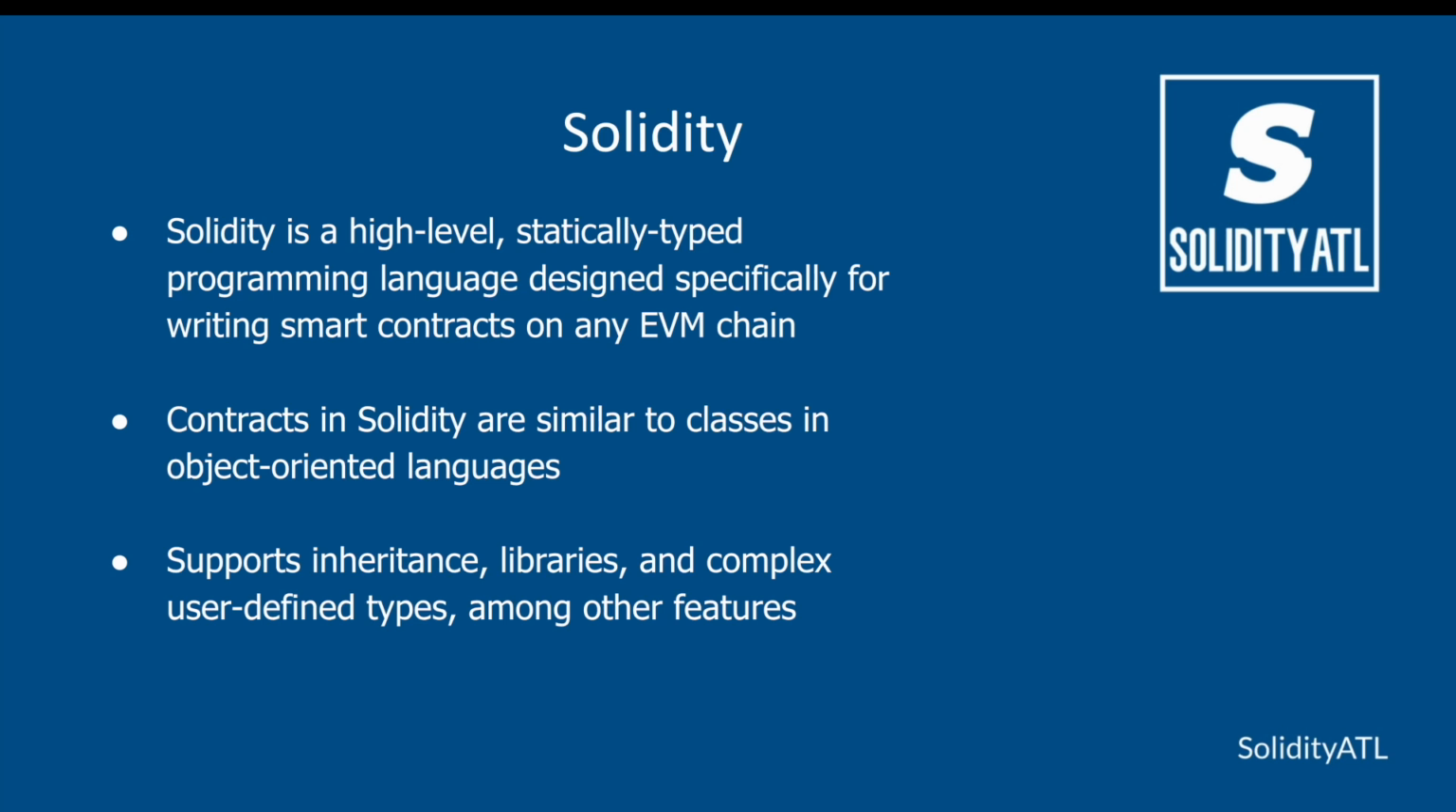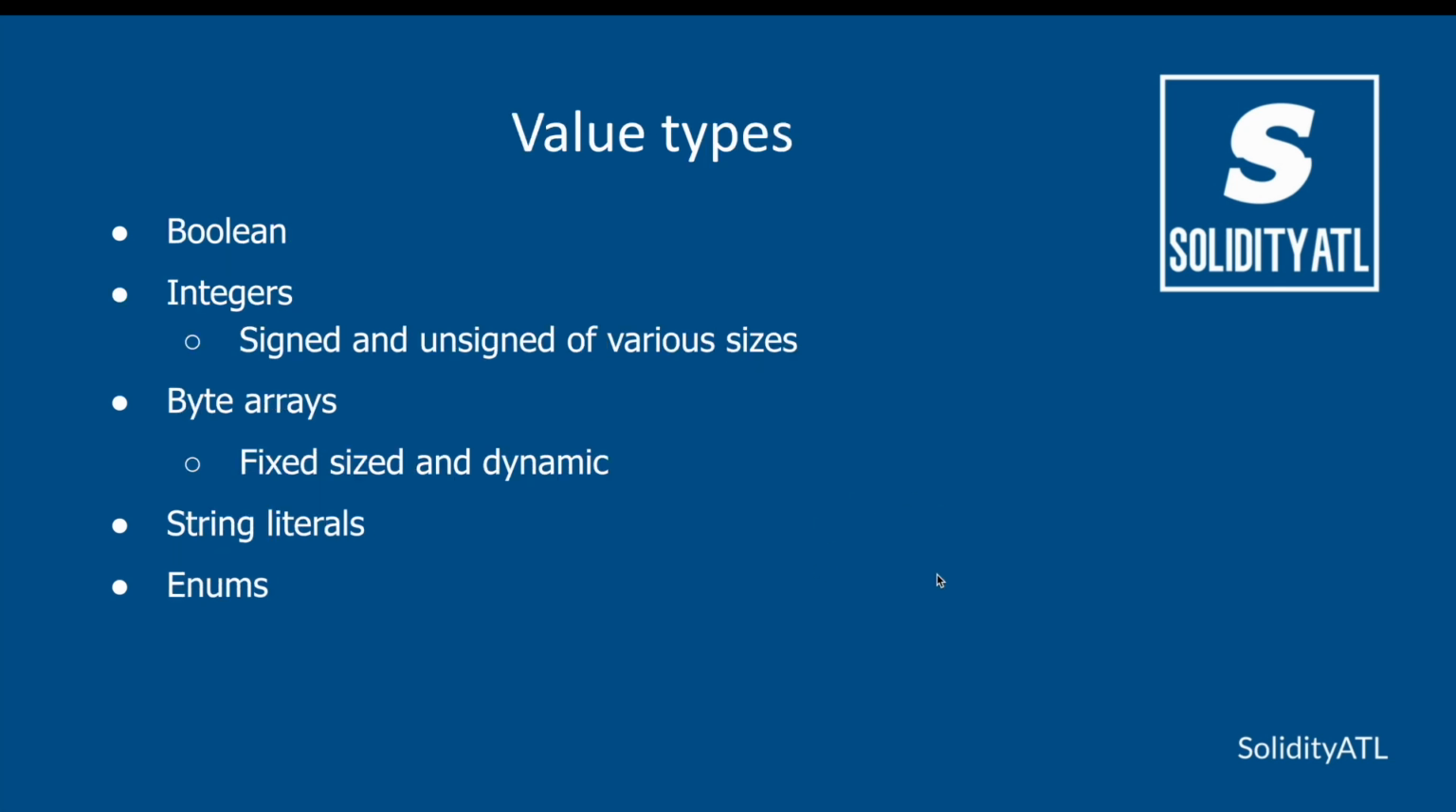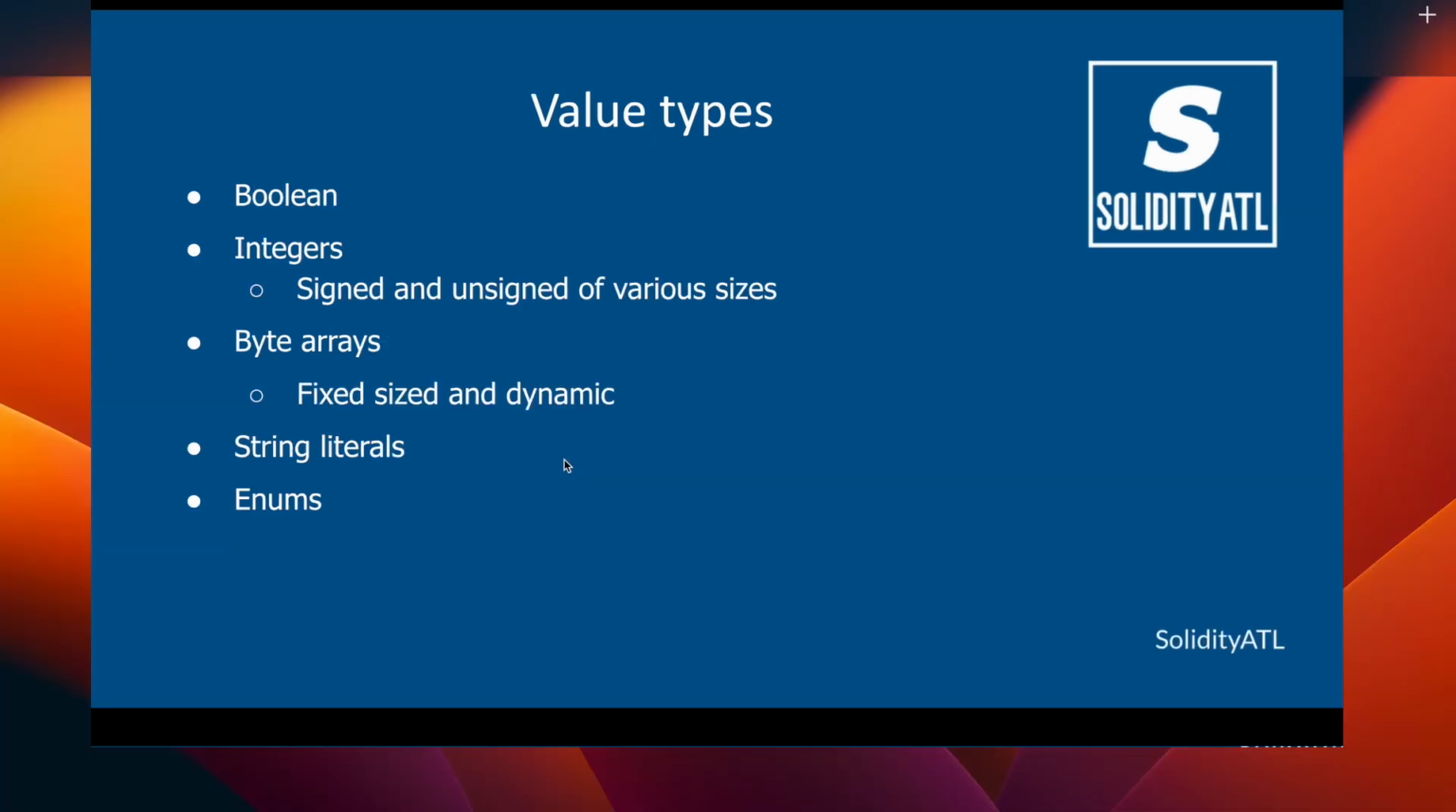Now, contracts in Solidity are similar to classes in object-oriented languages. Contracts also support inheritance, libraries, various complex and user-defined types, as well as many other features that you will find in traditional programming languages. Now, as we continue on, we won't really have a lot of visuals. We're going to jump into the code and explain these Solidity specifics as we step through each of these different objects we want to cover. So the value types, we have booleans, integers, byte arrays, and string literals, as well as enums. Solidity supports all of these.